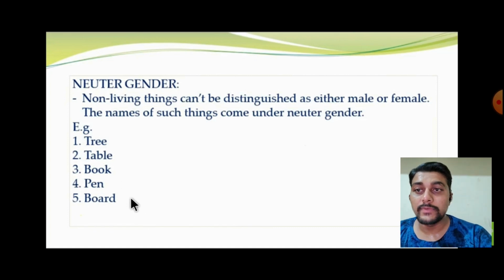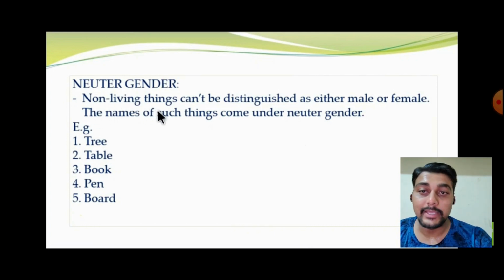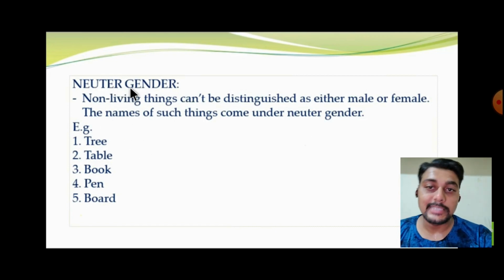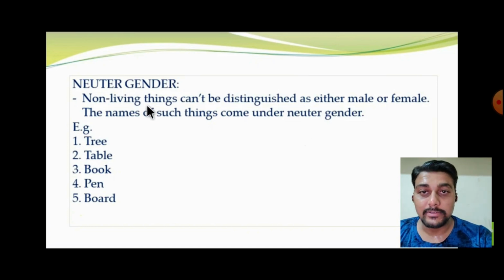This list is very long, there are too many non-living things. So we will put all these nouns or names in this category, neuter gender. So students, we have completed the 4 types of noun, the category of noun under gender.